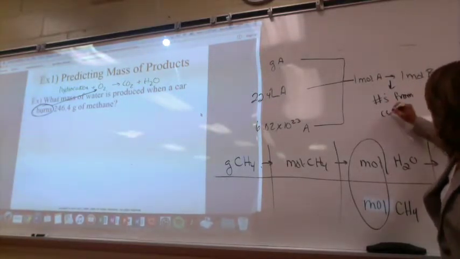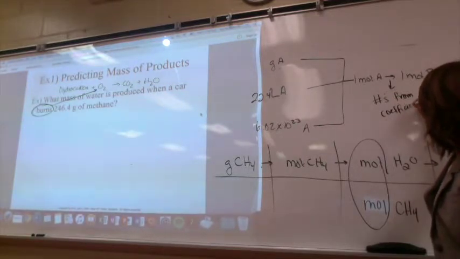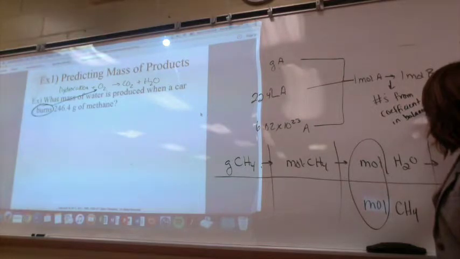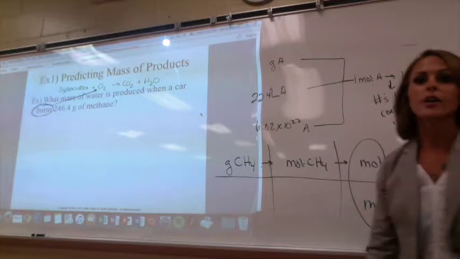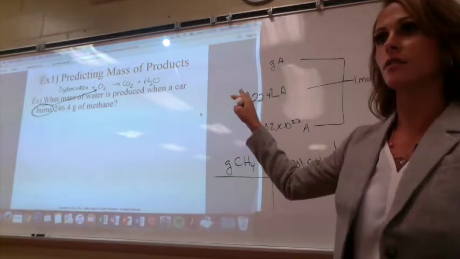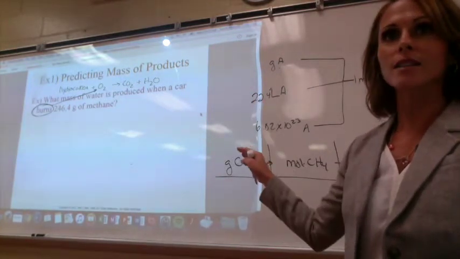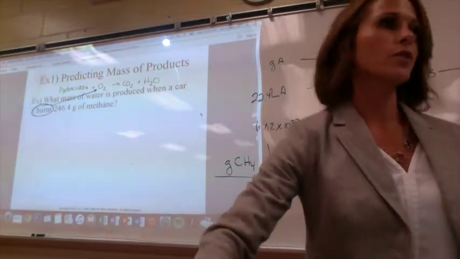Right, from the coefficients in the balanced equation. So the first step to always doing a stoichiometric problem is to balance the chemical equation before you begin. All right, so everybody has to write out the reaction first, then balance it, and then we can do the stoichiometry. So give yourself a minute to do that.